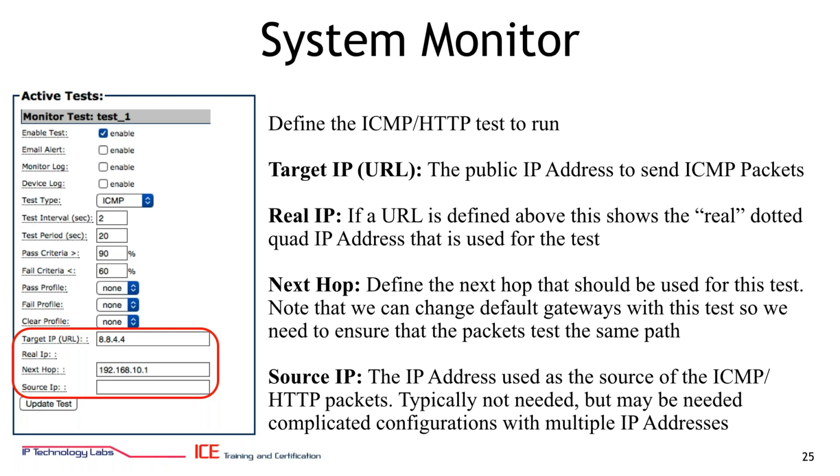Source IP is typically not used, but if you had multiple IP addresses on your uplink, multiple IP addresses on your system interface, this is a way of telling the system, hey, I want you to ping this IP address from this source IP address within our device.